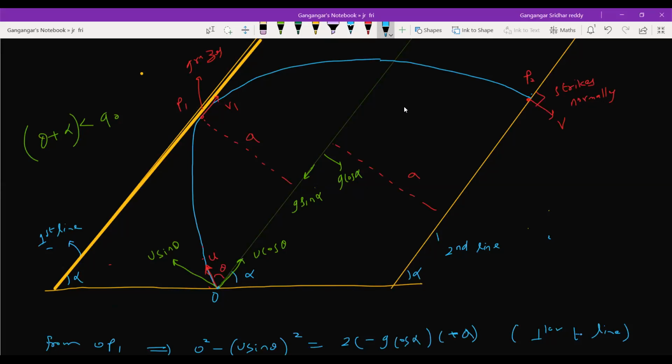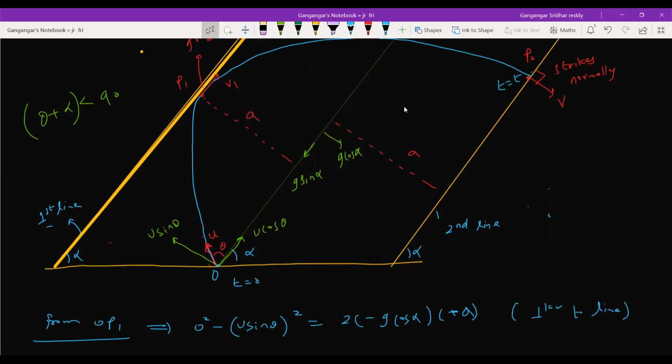So shall we calculate the time taken to move from O to P2? At t equals 0, I projected. After some time t, it will be available here. Shall we calculate this time t, applying the formula v equals u plus at? Sir, in the first equation, it should be v square minus u sine theta whole square.